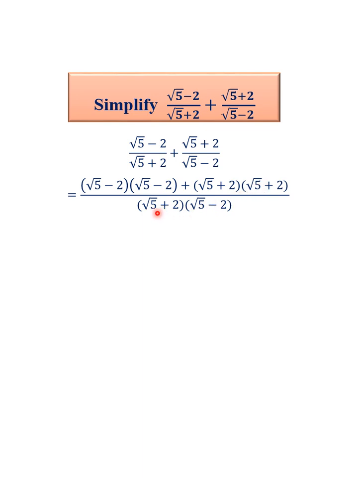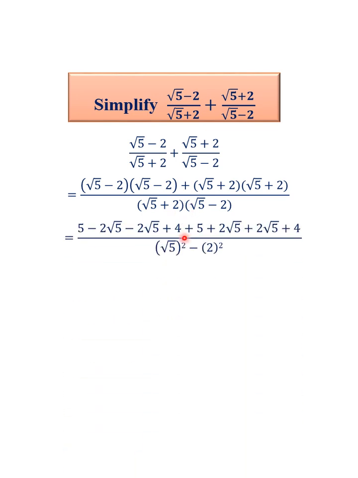Now let's look at the denominator first. If you look at the denominator, you will see that they are similar except that this is positive and this is negative. This kind of expansion is what we call the difference of two squares. If you try to compound or simplify the denominator, it will become the difference of two squares.